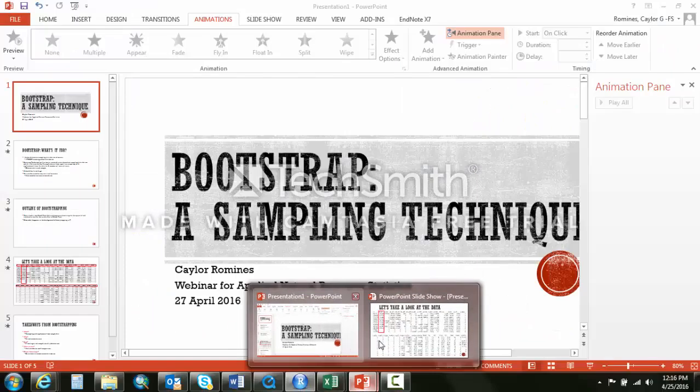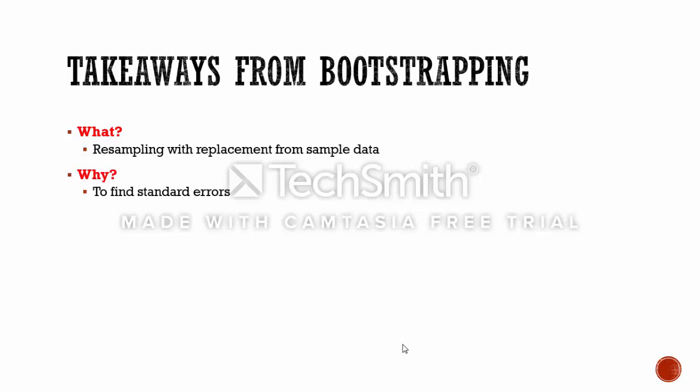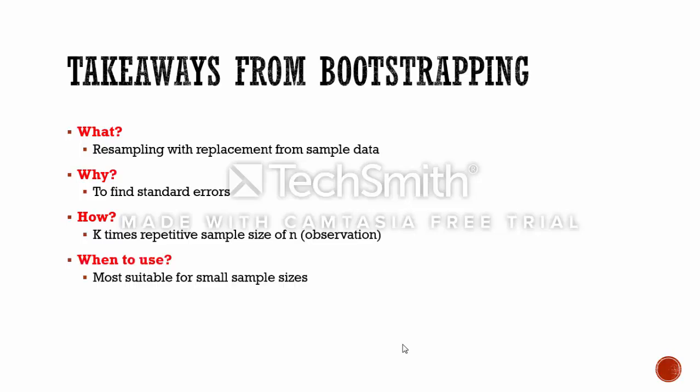So let's jump back into this. What are some of the takeaways from bootstrapping today? So what does bootstrapping do? It resamples with replacement from sampled data. Why? It's to find standard errors. How does it do this? K times repetitive sample size of n, your observations.